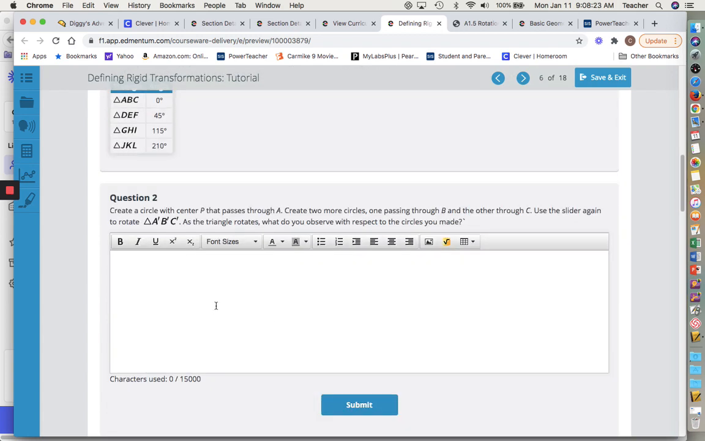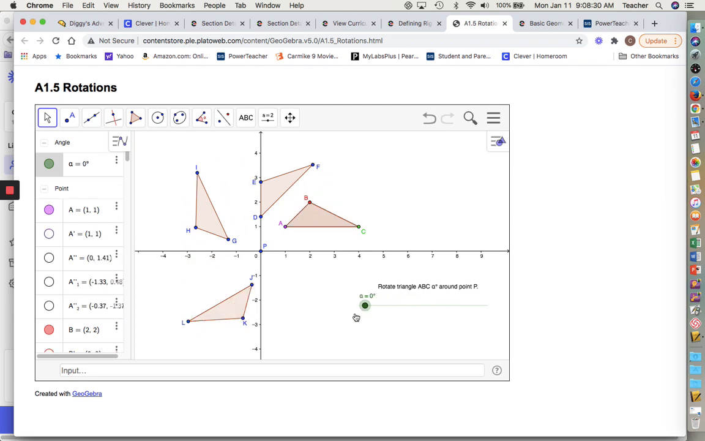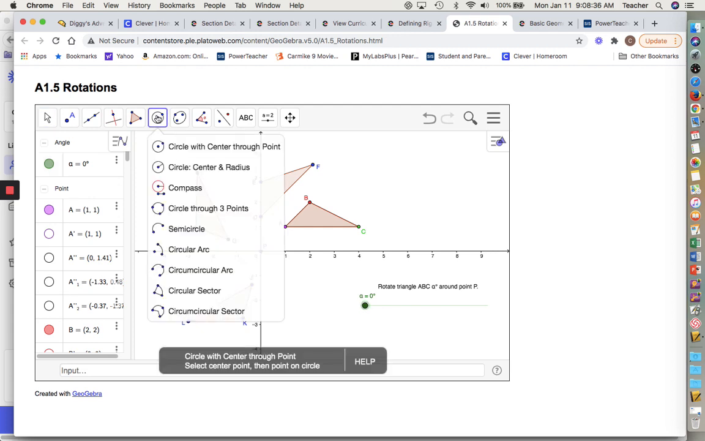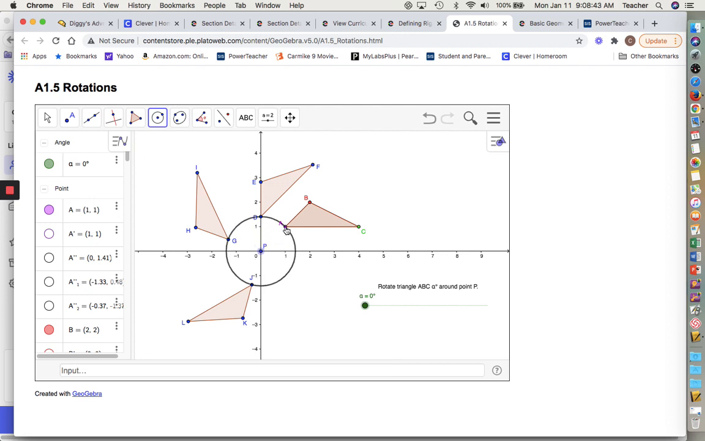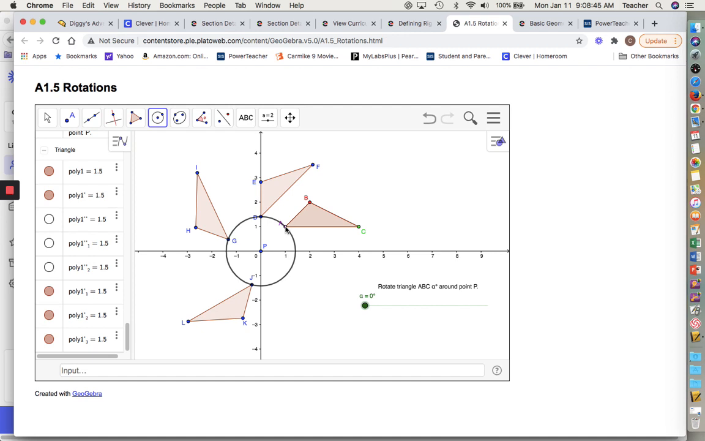All right, so create a circle with center P that passes through A. All right, let's do that first. Let me go back. I need a circle with center P that passes through A. So I'm going to come here to the circle icon, and I'm going to select circle with center through point. I'm going to click on P, which is my center. Then I'm going to click on A. Well, I notice that it hits D, G, and J. That's because when I rotate this triangle around, it landed on D, it landed on G, and it landed on J.